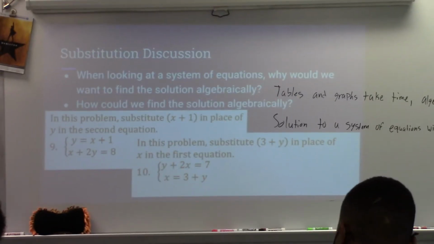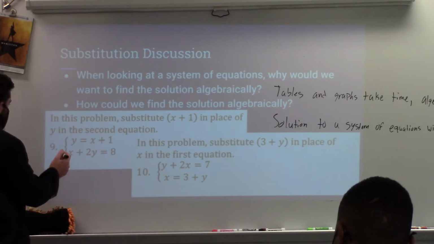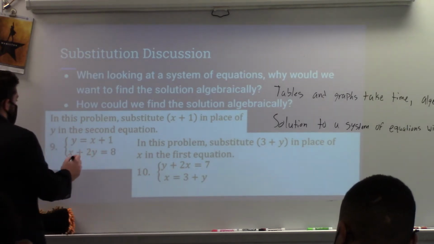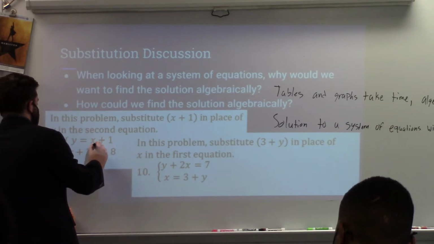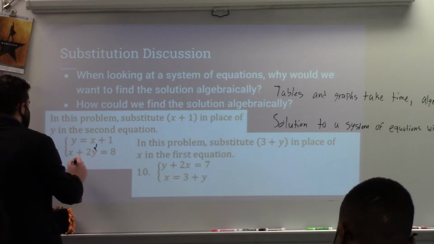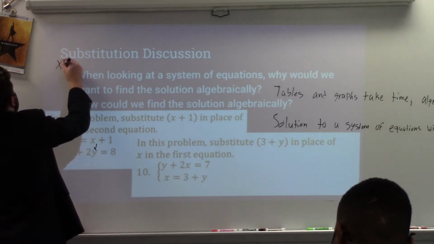You substitute y equals x plus 1, or y. Okay, so into which equation? x plus 2y. Good, so we're substituting this whole x plus 1 into x plus 2y. I'm going to write it up here so I have room. So what does it look like?